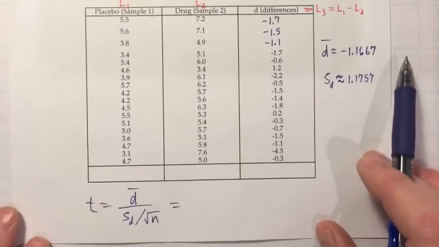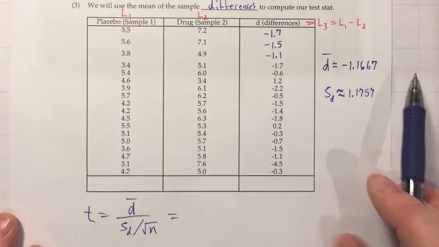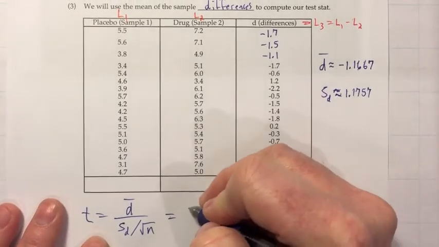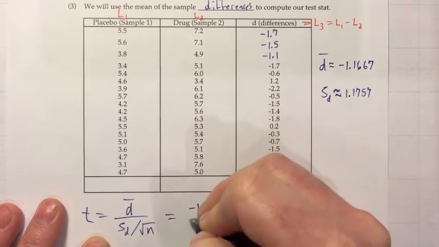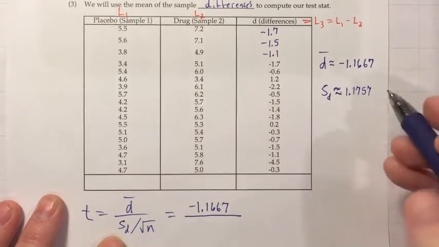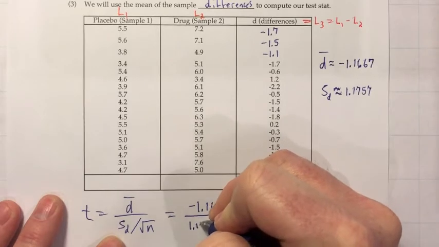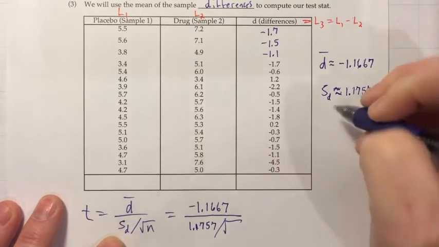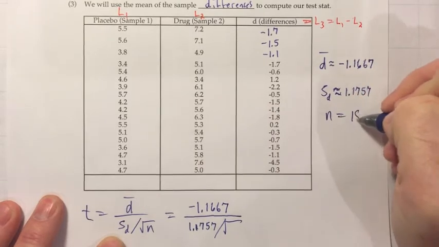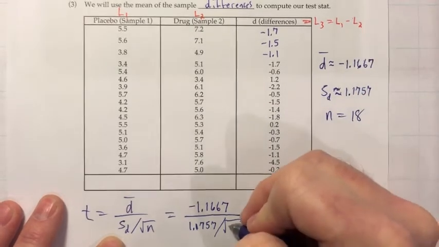All right, so now we can go ahead and plug into our formula for our test statistic, our d bar, negative 1.1667 minus 0, which we don't need to write, divided by the s, 1.1757, and divide that by the square root of our sample size. We can note that here too. There were 18 data values.